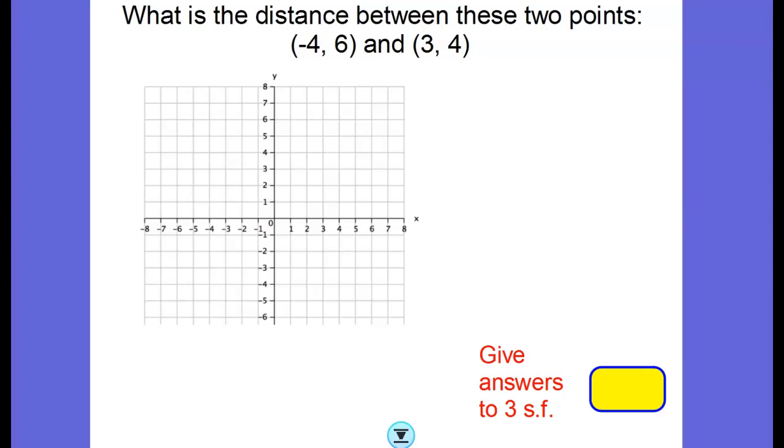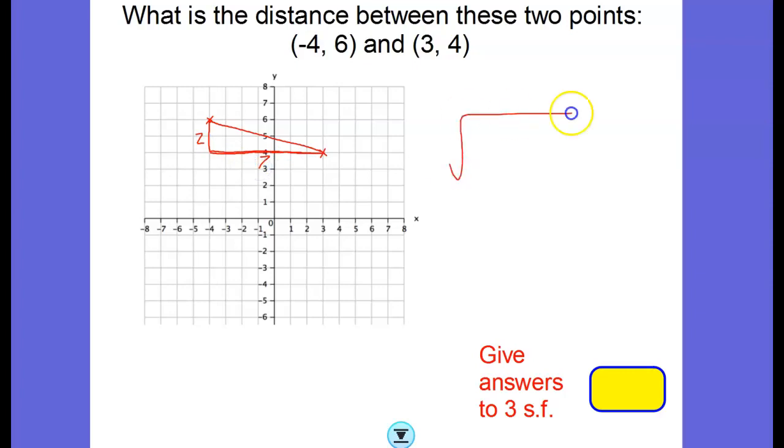And here's your answer for this one. So minus 4 and up 6 is there. 3, 4, 3, 4 is there. If I draw a right angled triangle under this one, and you can draw it wherever you want, I've got a 2 there, and I've got 1, 2, 3, 4, 5, 6, 7 there.